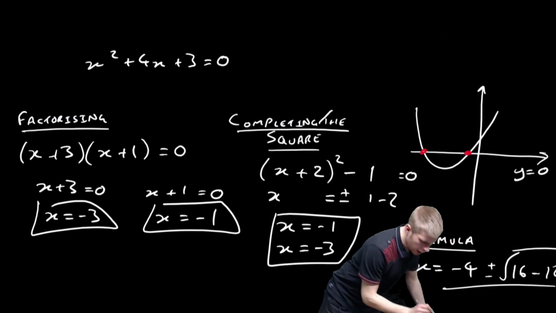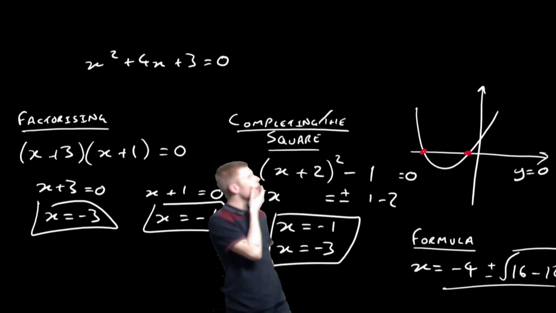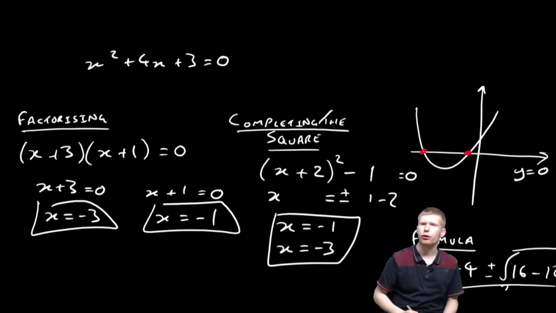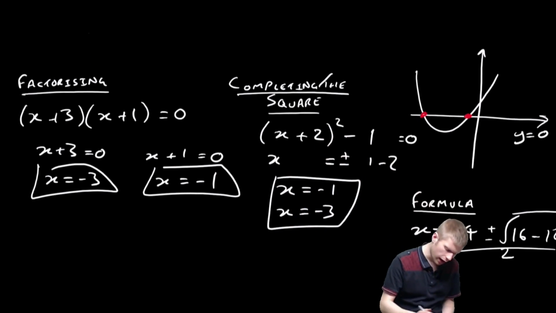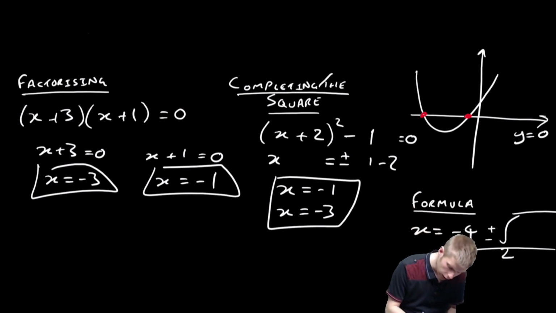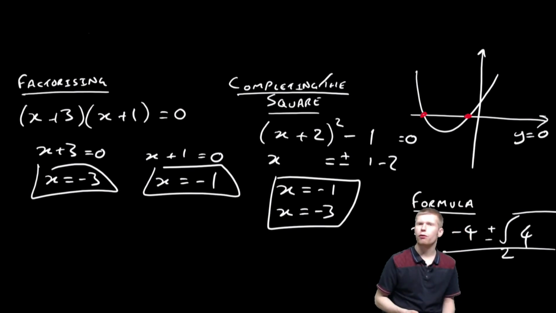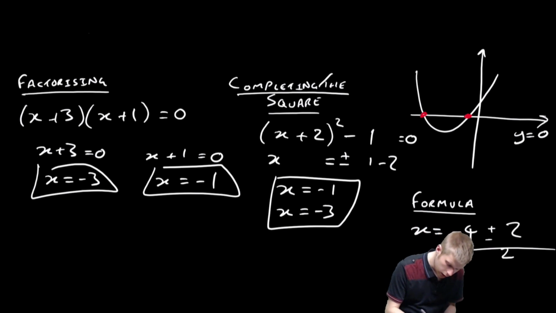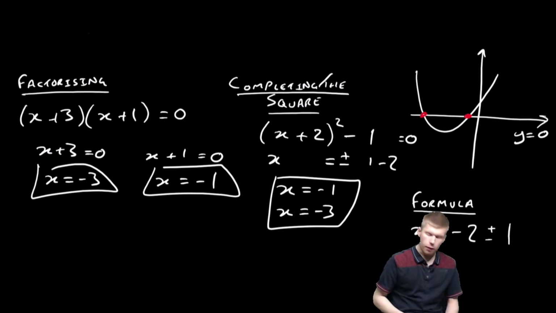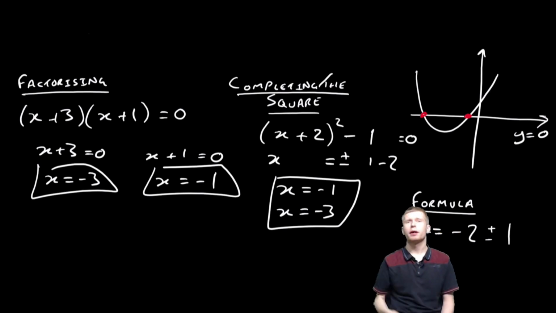And then it's all over 2a, 2 times 1, that's just 2. So I've got 16 minus 12, that's just 4. What's the square root of 4? That's just 2. So I've got 2, cancel, and I get minus 2 plus or minus 1, and then it comes out as x equals minus 1 or x equals minus 3 again.